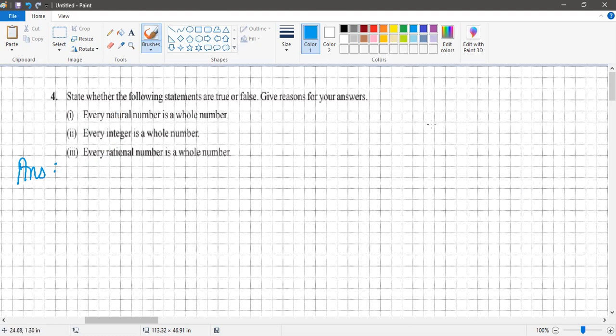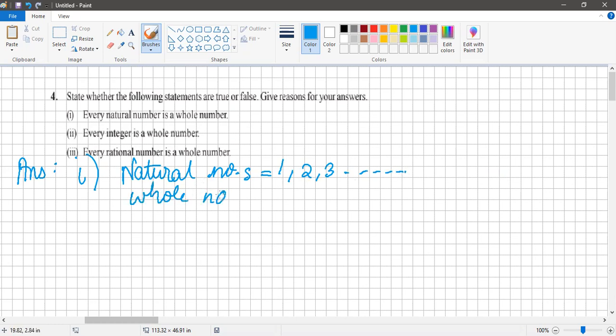So how do we do the first one? Let's see that. The first question goes like, every natural number is a whole number. How can we say that? What are natural numbers, first of all? That starts from 1, 2, 3, and so on. And then whole numbers.